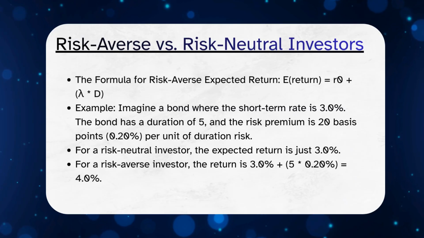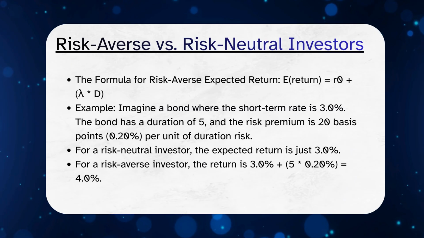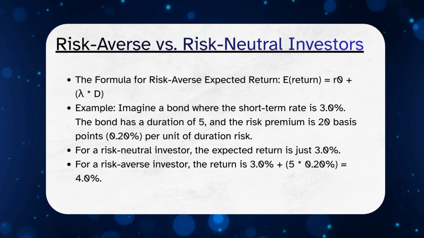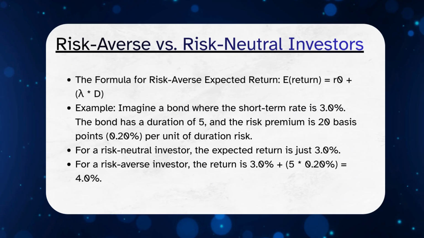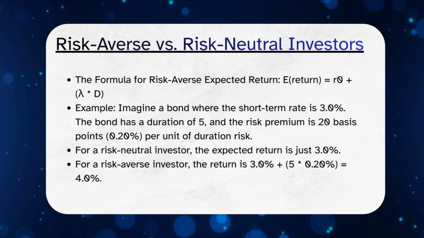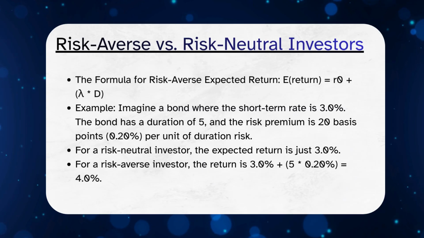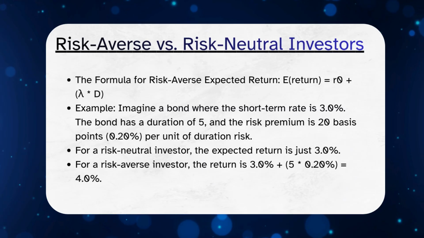To find their expected return, we use the formula E of return equals R0 plus open parenthesis lambda times D close parenthesis. For example, if the risk-free rate is 3.0% and you have a bond with a duration of 5 and a risk premium of 20 basis points, a risk-neutral person expects 3.0%, but a risk-averse person expects 4.0% to make the investment worth their while.